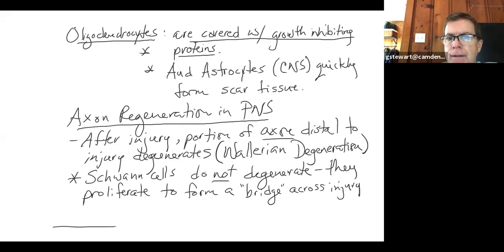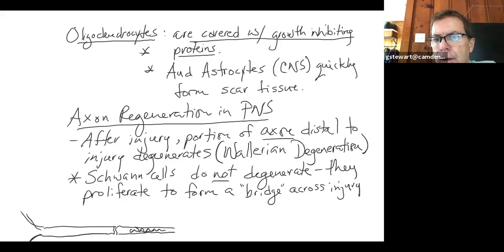So if the axon, let's say, is damaged from injury, and this is the cell body end, the distal part of the axon, this tissue starts to degenerate. Schwann cells start to proliferate and actually form a bridge. Not unlike, at least physically, it looks like the bone callus that's formed after bone is injured. But these are actually Schwann cells. They form a bridge across that area.